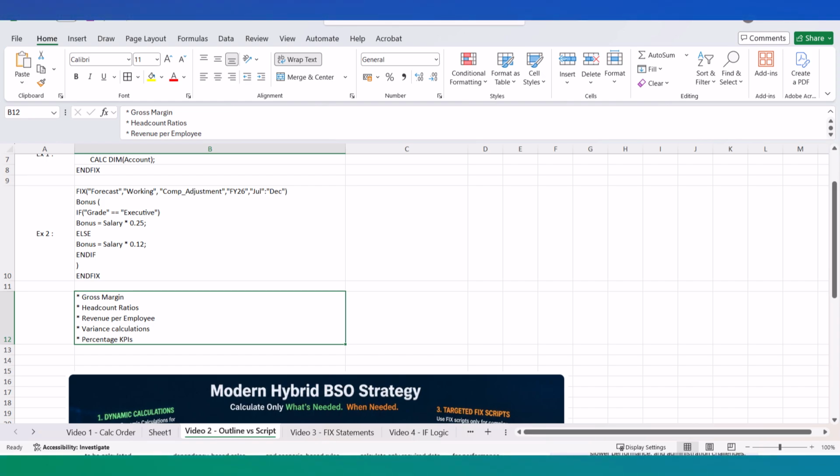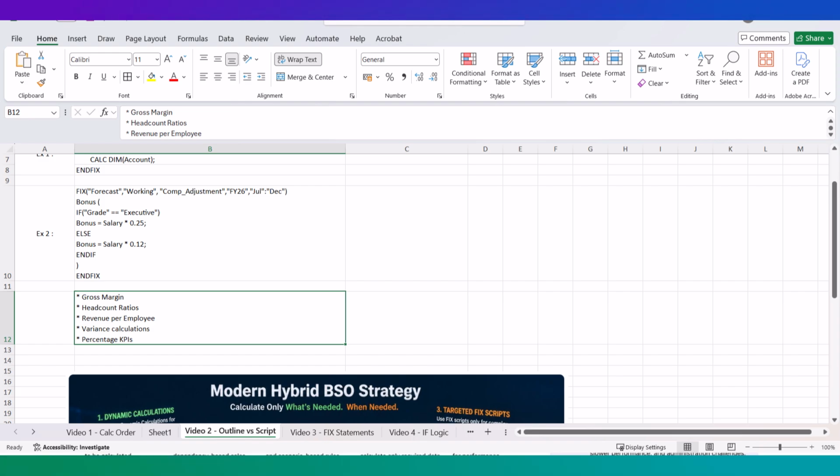One more important distinction is maintainability. Outline formulas are stored directly inside the outline and are easier for administrators to audit quickly. But script logic lives separately in a business rule or a calculation script, which means proper naming standards, documentation, and version control become extremely important in enterprise applications.